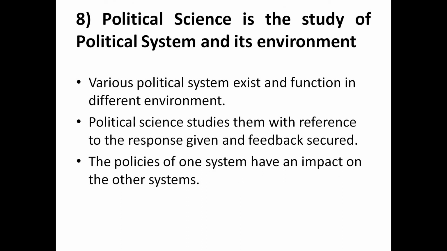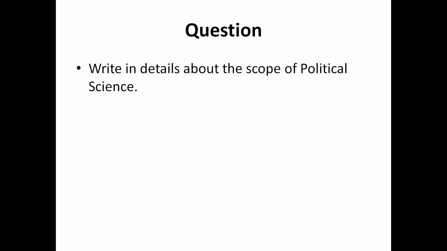Next point, political science is the study of political systems and their environment. Various political systems exist and function in different environments, and political science studies them with reference to the response given and feedback secured. So the policies of one system have an impact on the system of another. These are the points giving you the information on the scope of political science.